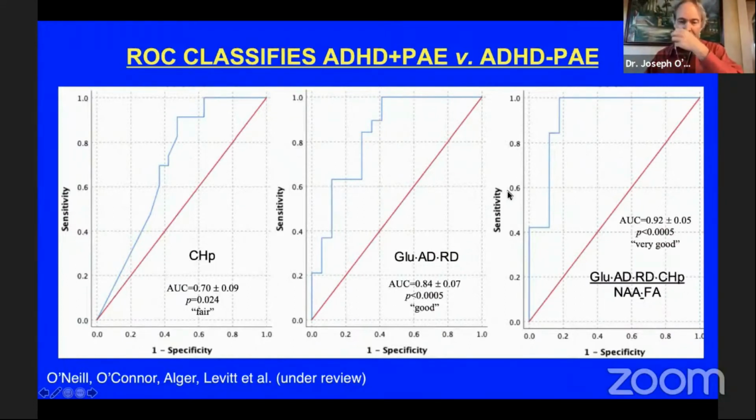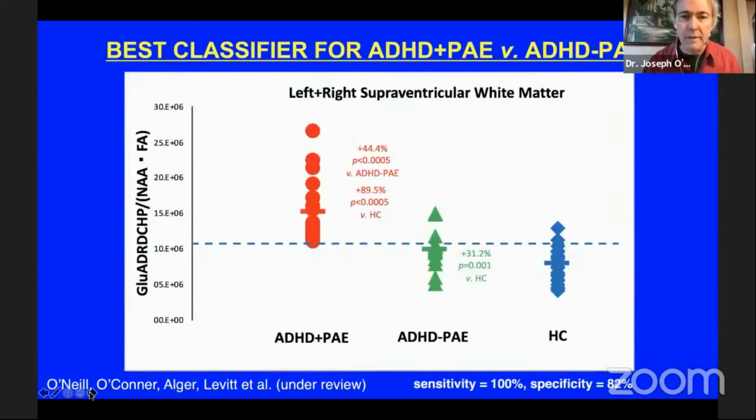Finally, we combined neuroimaging and neurobehavior with this complicated metric here: glutamate times AD times RD, divided by NAA, divided by FA, and then times the Conners hyperactivity. And that yielded an area under the curve of 0.92, very significant, and that qualifies as a very good classification. And a very big area under the curve there. We were quite pleased with that finding.